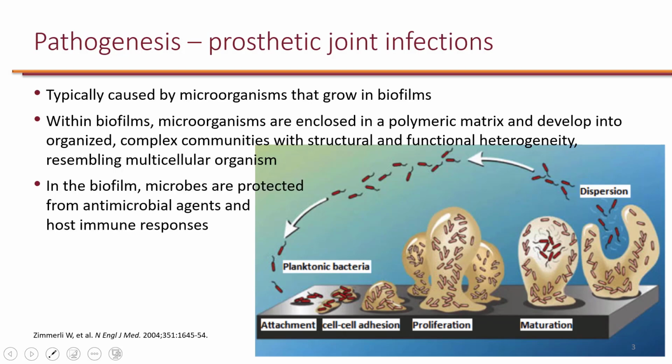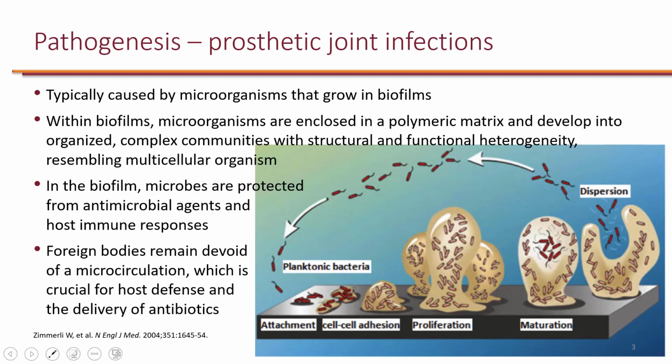Inside the biofilm, these bacteria are protected from the host immune cells as well as antibiotics, because most antibiotics cannot penetrate the biofilm. A big exception is rifampin, which I'll explain shortly. The primary reason for the protection inside the biofilm is essentially the fact that there is no blood microcirculation inside the biofilm in order to deliver antibiotics and host defense cells. In addition to Staphylococcus species, Pseudomonas is also very capable of forming biofilms.